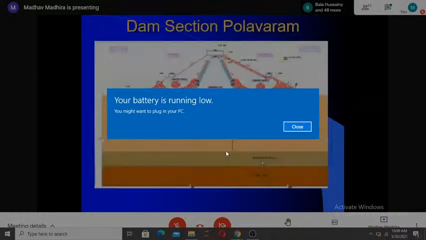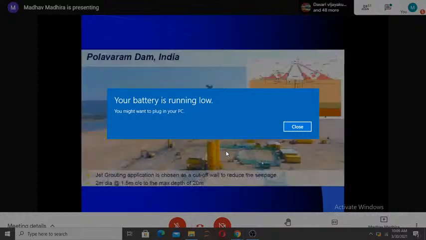I would say the best example is our Polavaram Dam in Andhra Pradesh. The cutoff wall was dense jet grouting. This is how the whole project was. A depth of about 20 meters, the cutoff wall for the coffer dam.